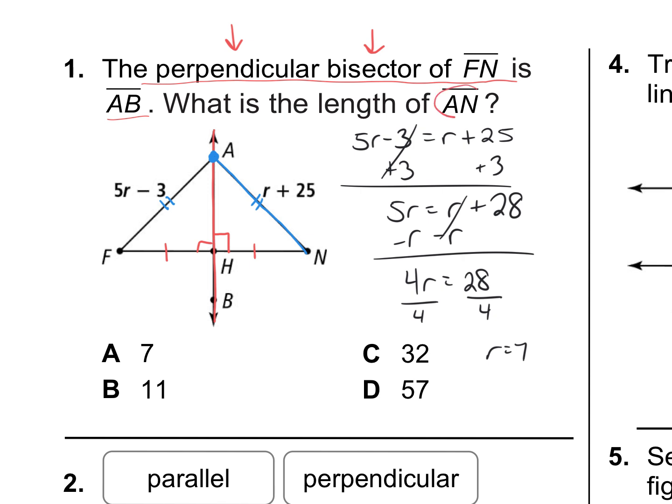It wants us to find the value of AN. So how do I find the value of AN? Plug 7 in for R. So I have 7 plus 25, which equals 32. So C is the correct answer.